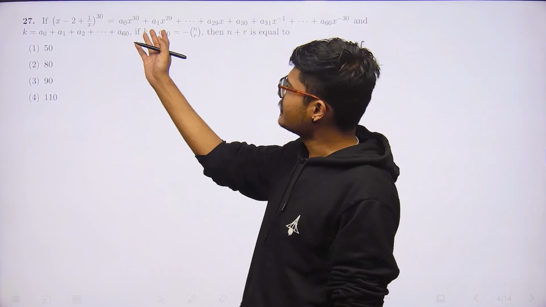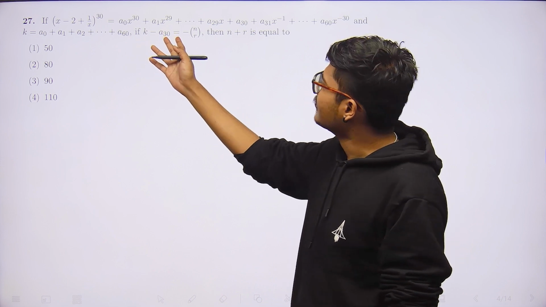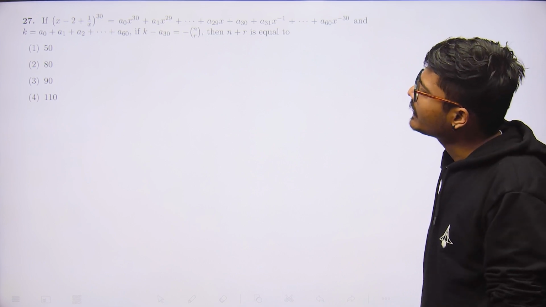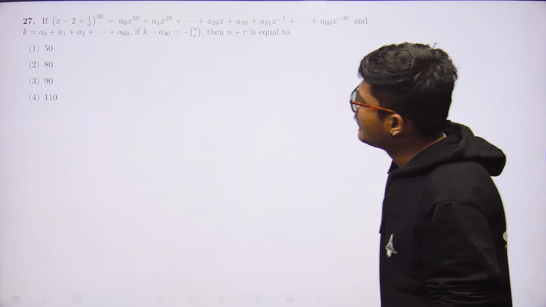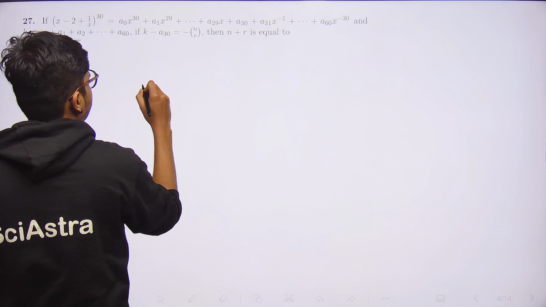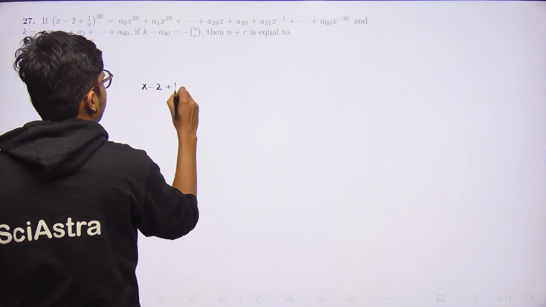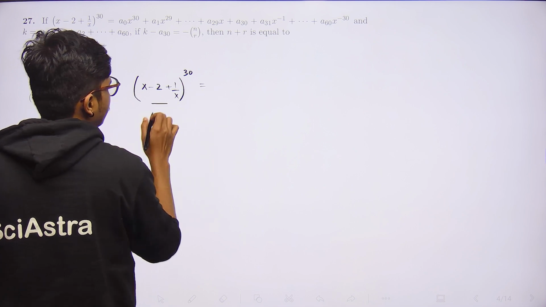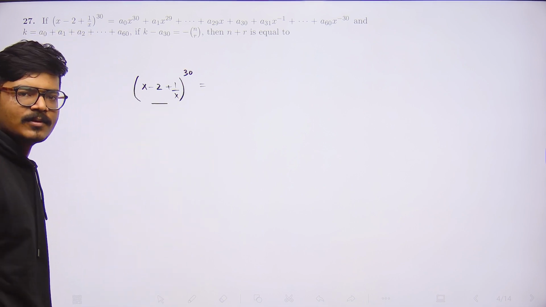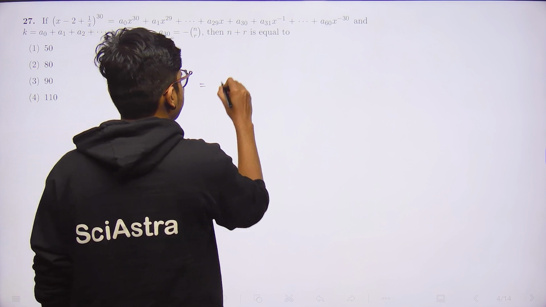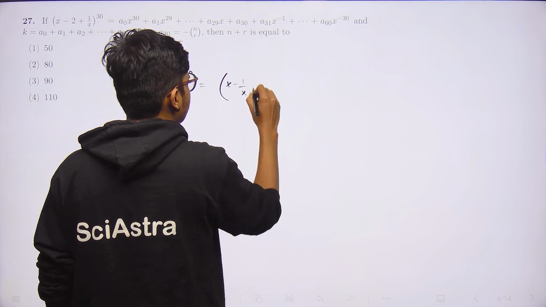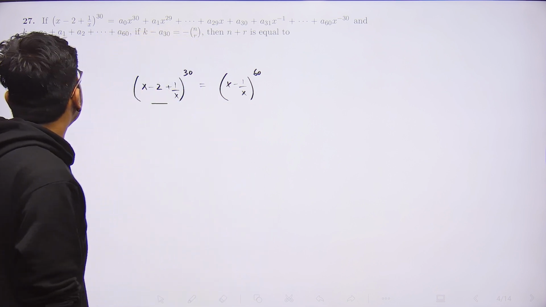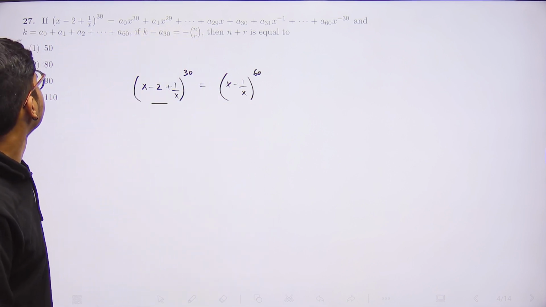sum of the coefficients, फिर हम define कर रहे हैं k minus a30 is equal to something, then find n plus r. Okay. So what can we do for this question? सबसे पहले, if you look at this expression given to you, x minus 2 plus 1 by x whole to the power 30 is nothing but, ये अंदर जो है, that is nothing but x minus 1 by x whole square, right? So this expression is nothing but x minus 1 by x whole to the power 60. Okay? ये मिल गया.